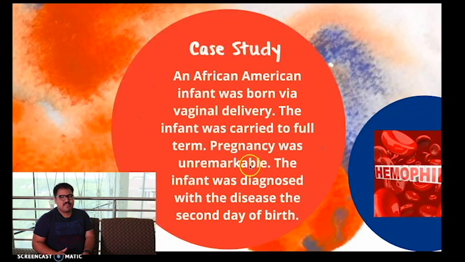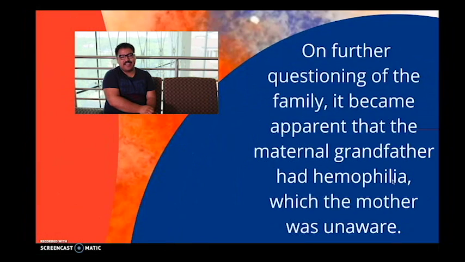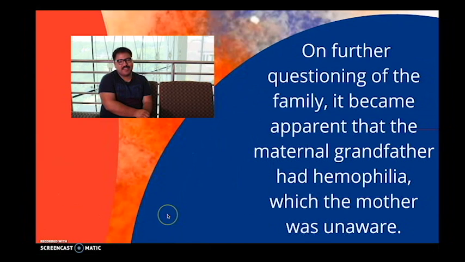The African American male was born via vaginal delivery. He was a full-term baby at 40 weeks. According to the doctors, the pregnancy was unremarkable with no issues, so the disease was unforeseen and they weren't able to diagnose it until after the fact. Upon further questioning, the nursing staff found that the grandfather on the mother's side was a carrier for the disease. The mother was unaware of this fact, which played a big role in diagnosing the patient.